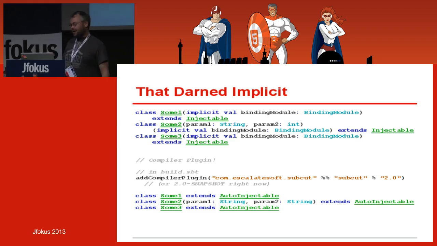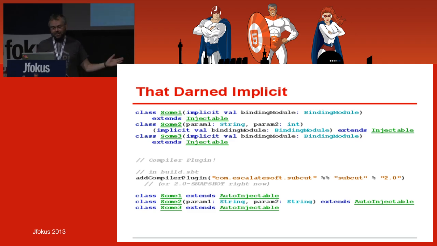But the Scala compiler plugin that you activate goes through and looks for anything that extends auto-injectable, and then it automatically fills in the abstract syntax tree, it automatically fills in the implicit for you. So now, all you have to do to make a class injectable is to say class blah, blah, blah, extends auto-injectable. That's a mix-in trait, and it does the implicit for you.